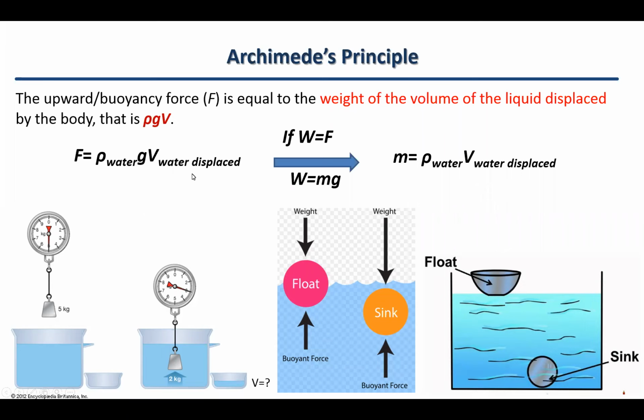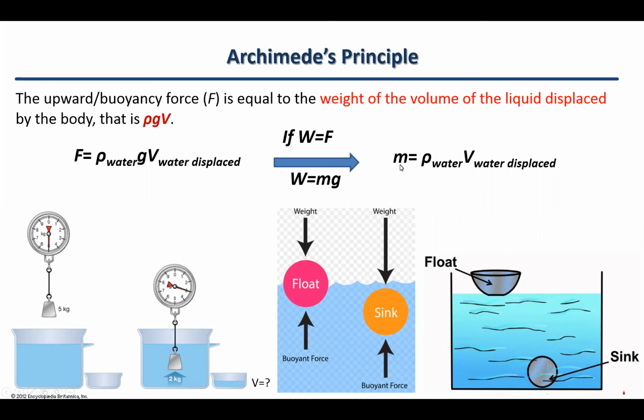If the weight of the body is equal to the buoyancy force, we have equilibrium, and weight is equal to mg. If we substitute mg on the left-hand side, you can cancel out g from both sides, so you just have m equal to rho of the water times the volume of the water displaced. This is a simple formula that you can easily memorize.